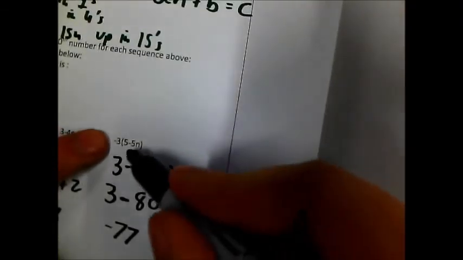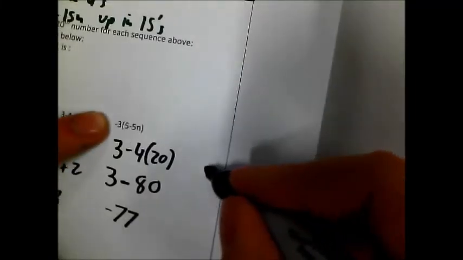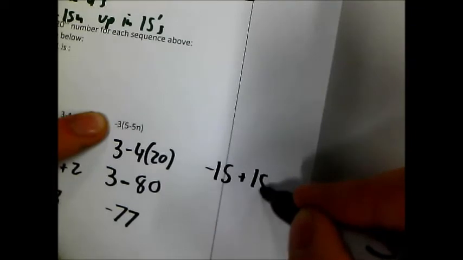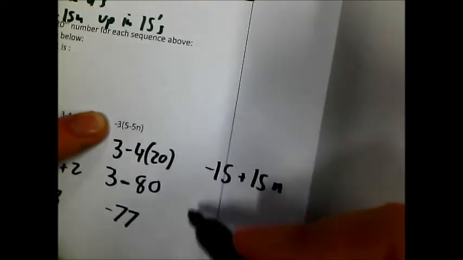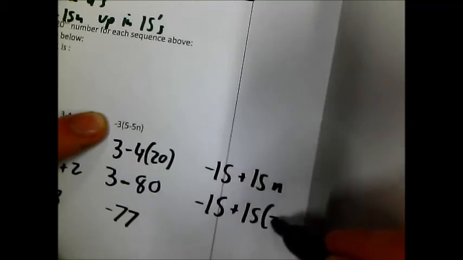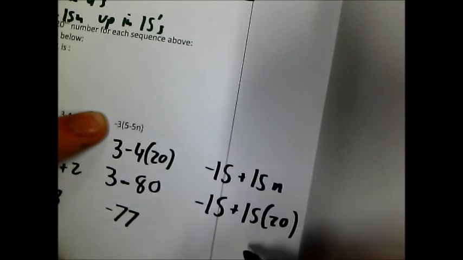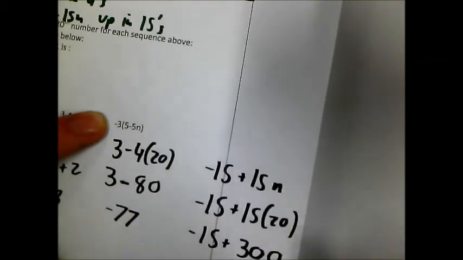Okay, final question. I'm going to use my expanded answer. So negative 15 plus 15n. I change the n to a 20 in brackets, so negative 15 plus 15 and then 20 in brackets. Now I know 15 times 2 is 30. So 15 times 20 will be 10 times bigger, so 300. And bring down the negative 15 and the plus. And now I've got negative 15 plus 300.